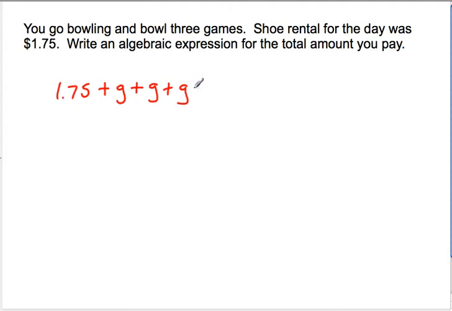So you can either write it like this, your shoe amount, and we would say G equals the cost of a game. So if we play 3 games, you need 3 G's added in there, plus the cost of the shoe rental. Another way to write that would be 1.75 plus 3G.